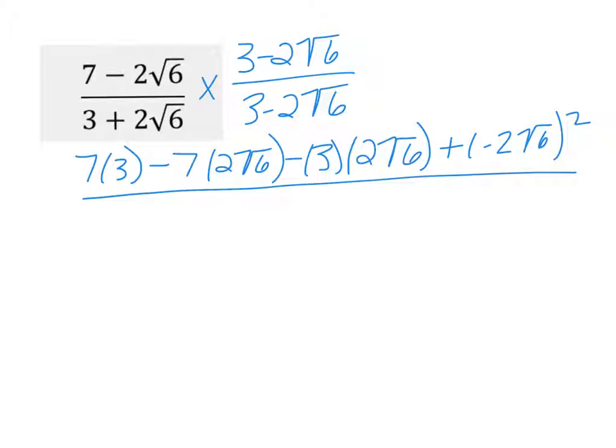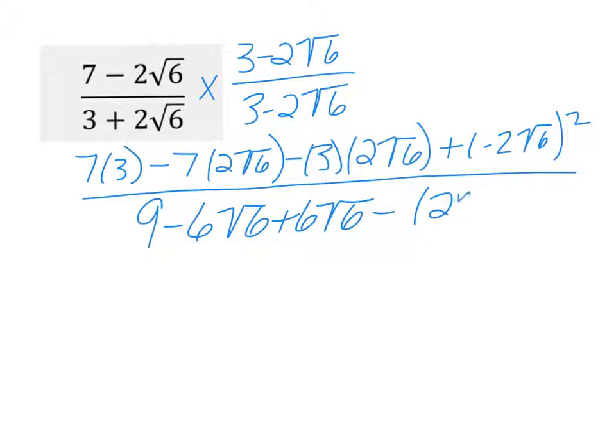And on the bottom, 3 times 3 is going to give us our 9. And then we're going to have minus 6 the square root of 6 plus 6 the square root of 6, minus 2 multiplied by the square root of 6 squared. So these two are going to cancel out, and that's going to get rid of our radical on the bottom.